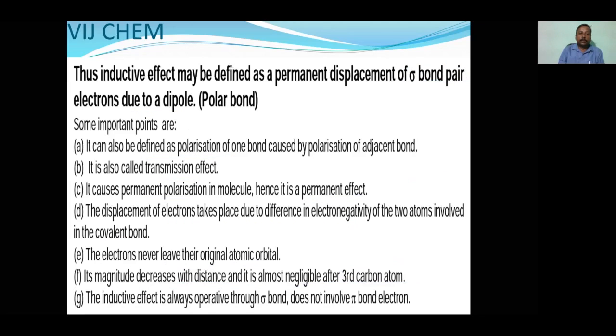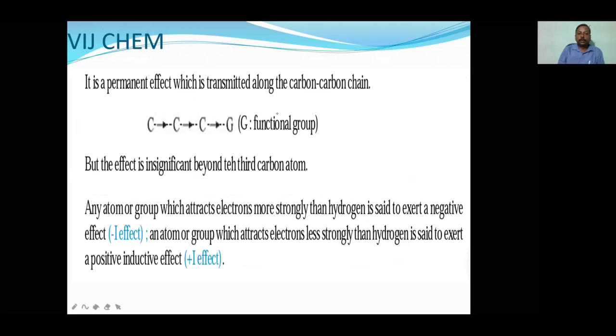Now let's see the next one. Here is the graph with the diagram which I tried to draw, and here it is clearly drawn. Now, it is a permanent effect which is transmitted along the carbon chain.